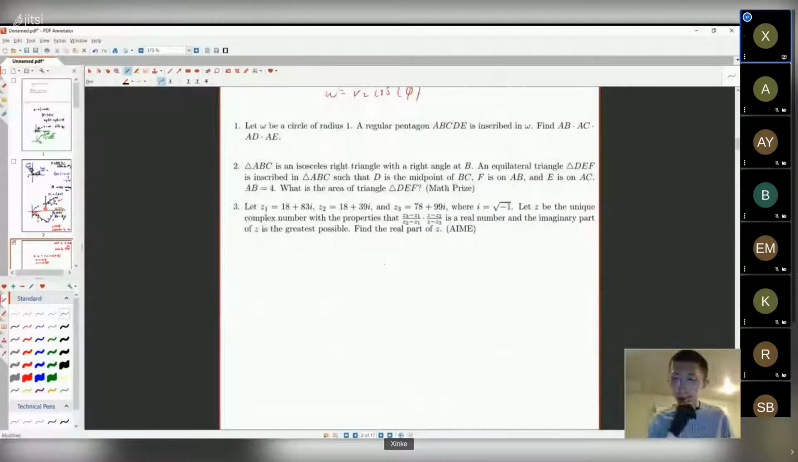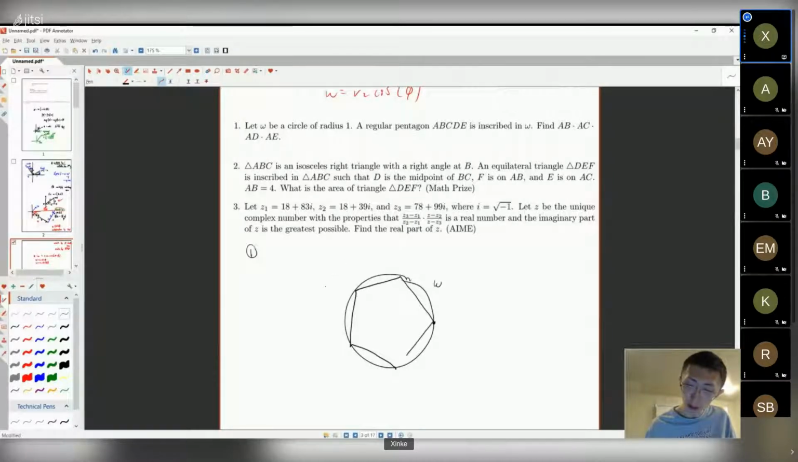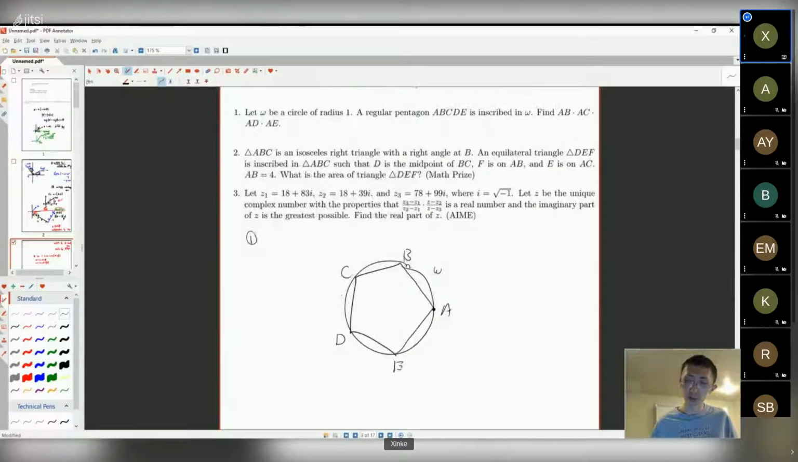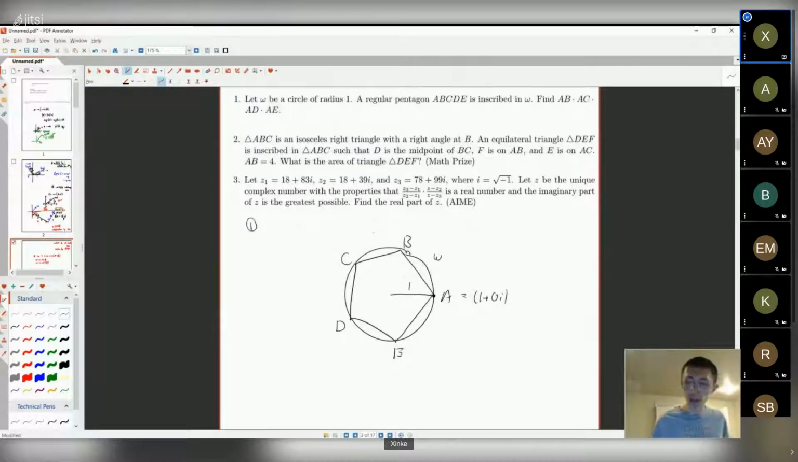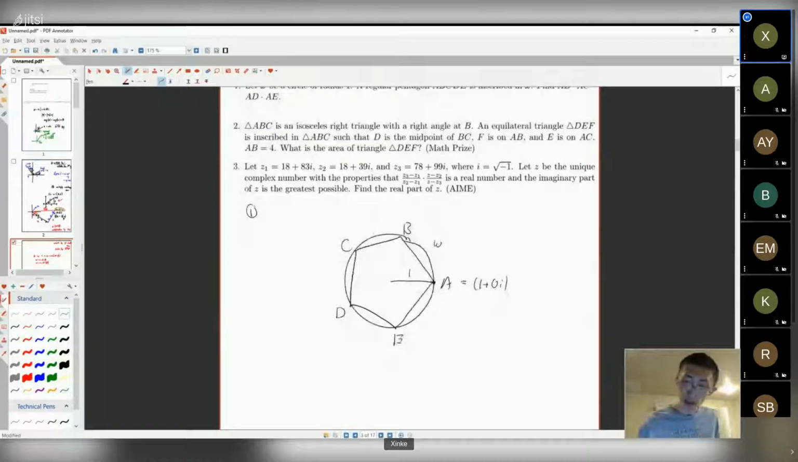That's fine. So you have a circle omega, and it's got radius 1, and you have a regular pentagon inscribed in it. And you want to find AB times the product of the distances from A to the other 4 vertices, right? So this is 1. Let's put it in the complex plane. So this is 1 plus i times 0. And I'm just going to assume some facts about complex numbers.